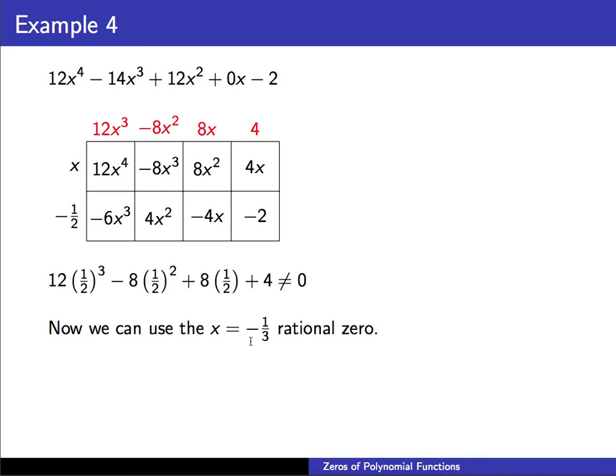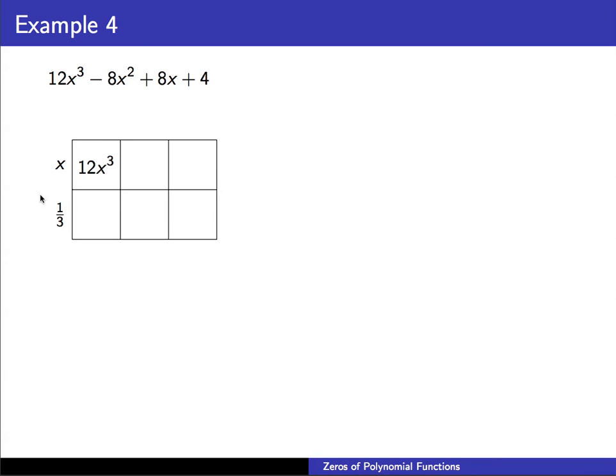And by the way, we could have started with our original problem and starting with this rational 0. It does not matter which rational 0 you start with. It really, truly doesn't. We'll get the same answer regardless. So now let's look at 12x cubed minus 8x squared plus 8x plus 4 divided by x plus 1/3. So 12x cubed divided by x, 12x squared.